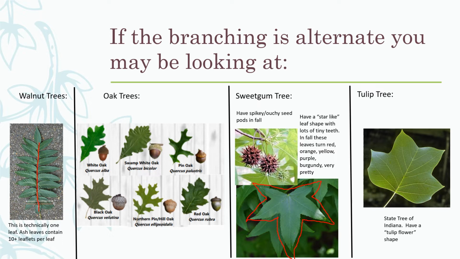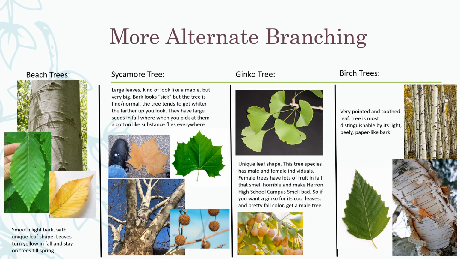Then we've got our state tree of Indiana, which is the tulip tree. It's got a very distinctive, tulip-shaped leaf, and that's why they call it the tulip tree. A few more alternate branching trees, and some very distinct alternate branching trees.